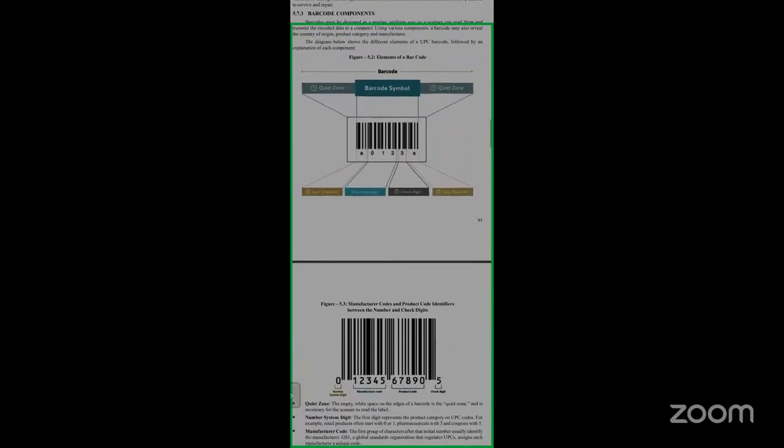See, that is one type of barcode. Here you can see the other type. So, manufacturer codes and product code identifiers between the numbers and check digits. So this is a little different barcode again. All barcodes will not remain the same. They differ from one barcode system to the other.